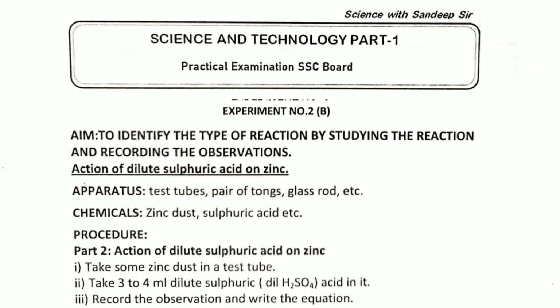Science with Sandeep Sir, Science and Technology Part 1, Practical Examination SSC board. Experiment number 2, Part B. The aim of this experiment is to identify the type of reaction by studying the reaction between dilute sulfuric acid and zinc dust. Apparatus: for this reaction we require a test tube, a pair of tongs, a glass rod, and the chemicals we require for this experiment are zinc powder and dilute sulfuric acid.